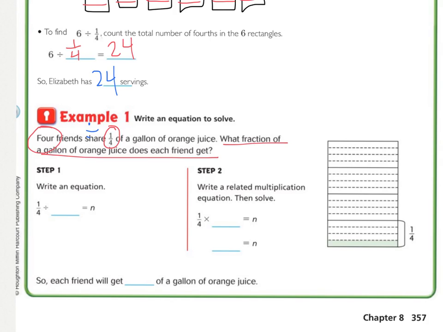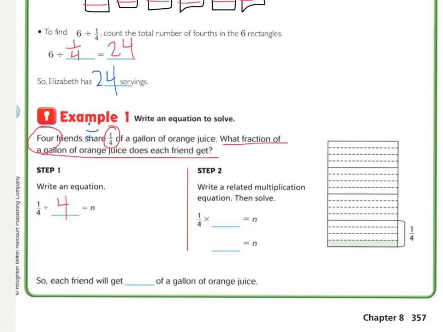So our first step is to write an equation. So how much of the thing are they starting with? They're starting with 1/4, okay? And what are we dividing that by? How many people in this case are sharing the 1/4 of a gallon? Well, we circled 4, there's 4 friends. So we're doing 1/4 divided by 4.